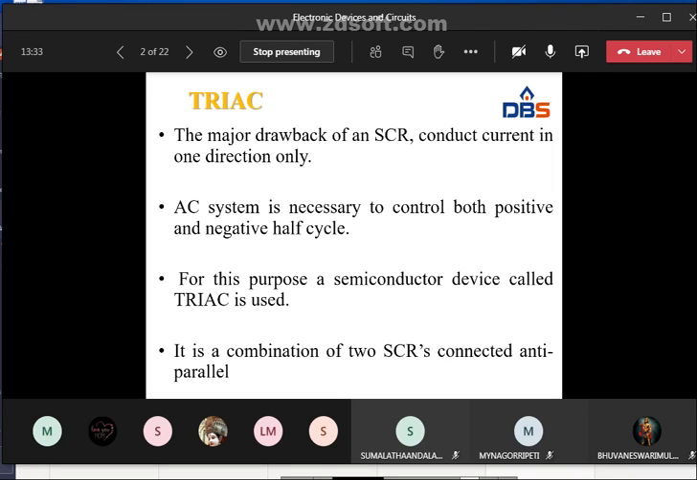So what is TRIAC? A triode for alternating current. It is also called bidirectional triode thyristor or bilateral triode thyristor. It is a 3-terminal electronic component that conducts current in either direction when triggered. So it conducts current in two directions.